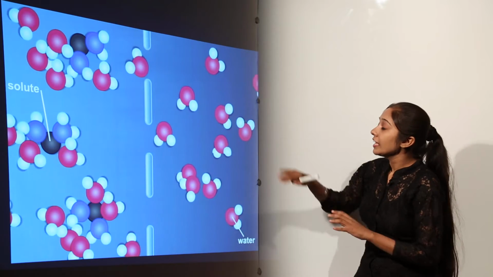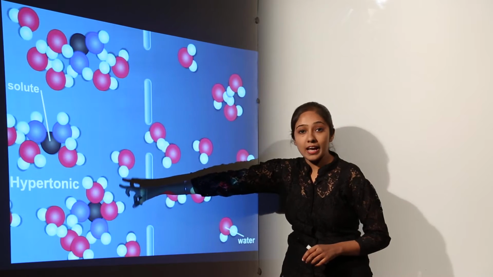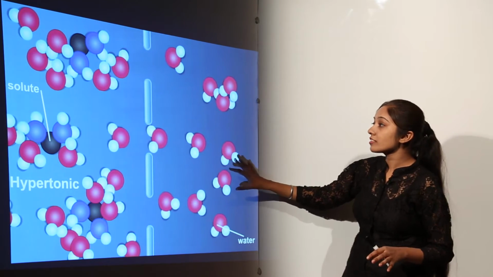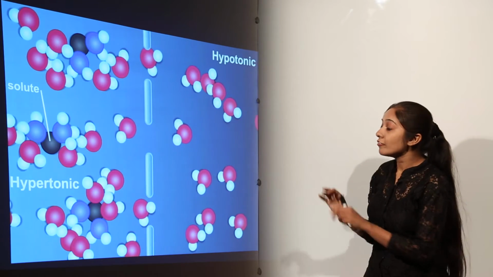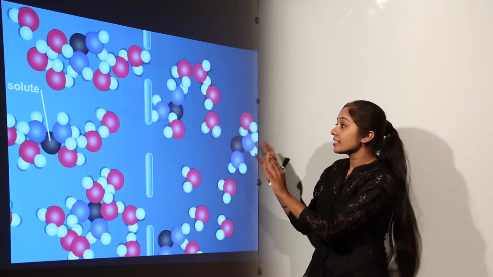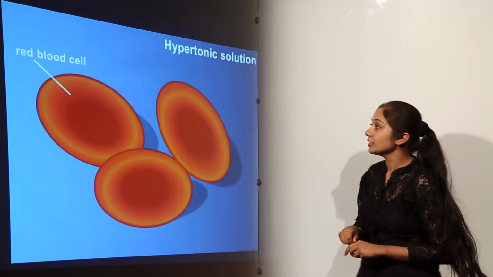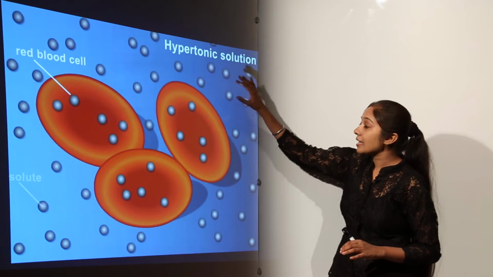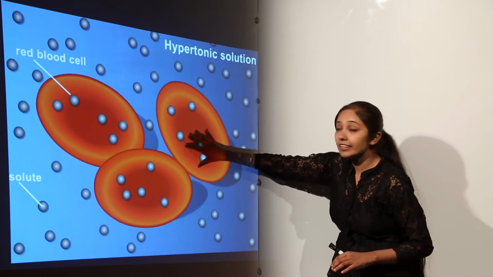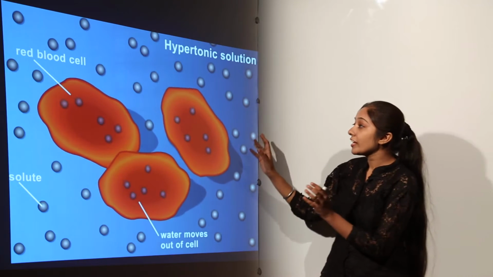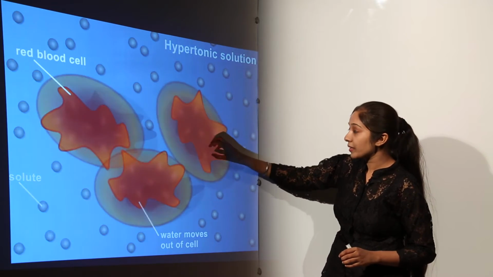Then, if we talk about higher solute concentration, that solution is said to be hypertonic. When the solute concentration is lower, this solution is known as a hypotonic solution. And when the solute concentration is equal, this solution is known as an isotonic solution. When we place red blood cells in a hypertonic solution, meaning the solute concentration is higher in the solution than inside the cells, what is going to happen? They are going to shrivel up. The red blood cells will shrivel up in a hypertonic solution.